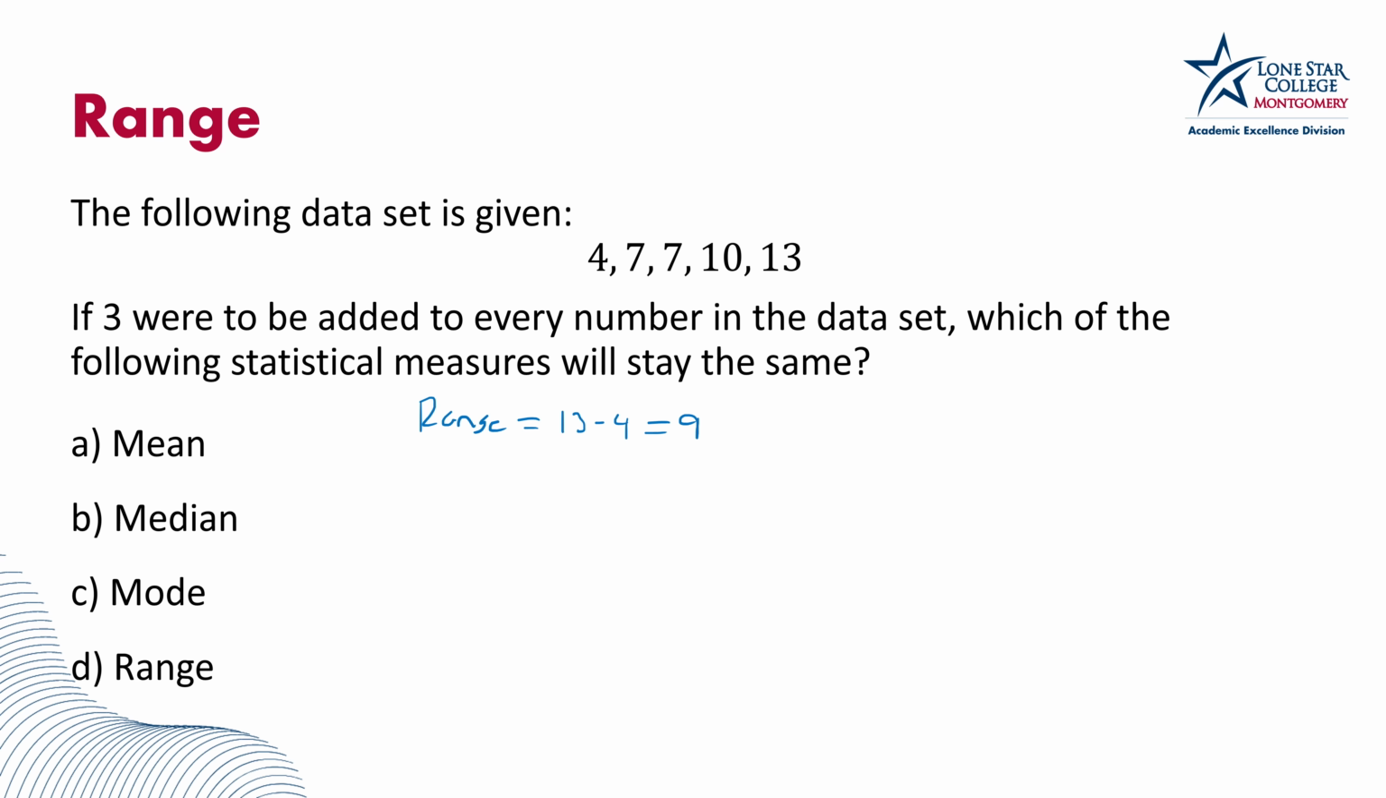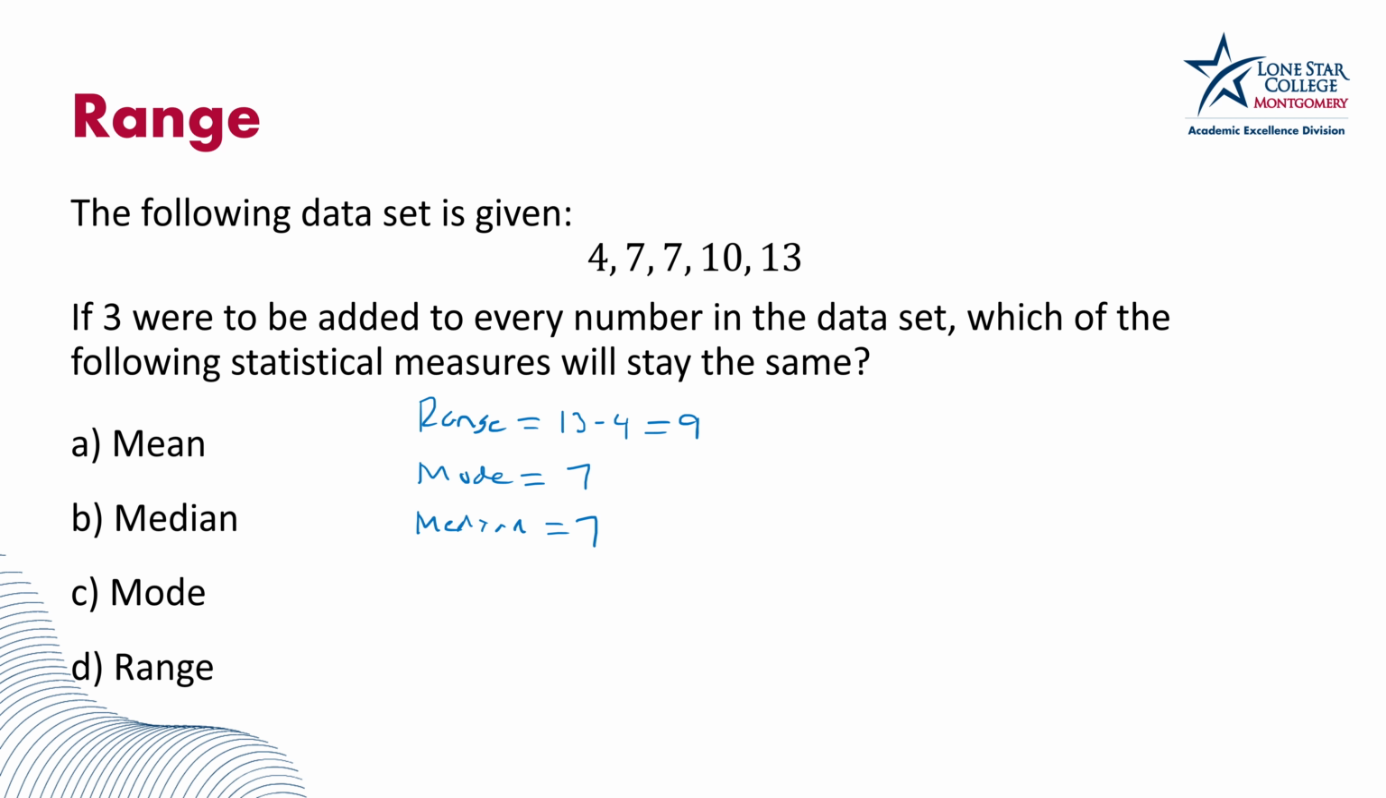Let's look at the mode. The mode is the one that shows up the most, which would be 7. The median is our middle number. We have to make sure it's ordered from least to greatest, which it is in this case. So we have 4, 13, 7, 10, so that cancels out. So our median should be 7.